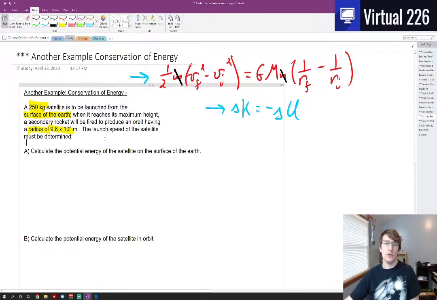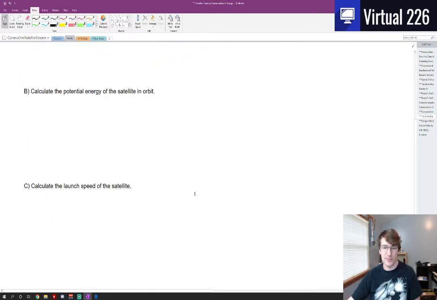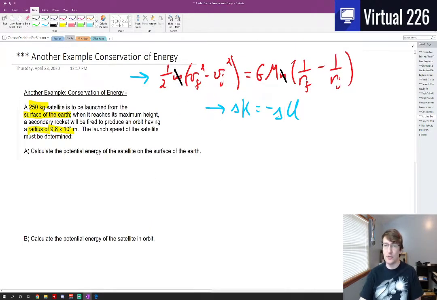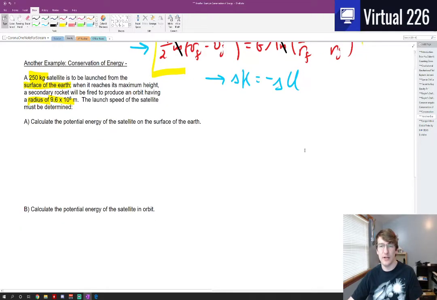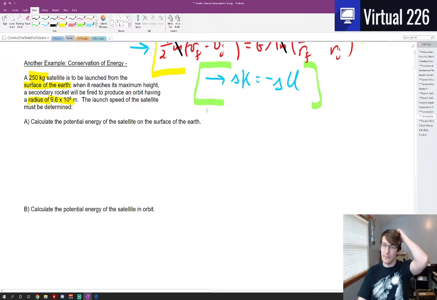If we wanted to, we could go directly down to part C and calculate the launch speed of the satellite just by using this red equation. Like I said a second ago, you're totally fine to use that. That's what we did in the last problem. It's just a lot of algebra. We're going to break it down this time into two potential energies and then use this equation instead, which is the same thing, but broken down so we can play with the numbers a little easier.